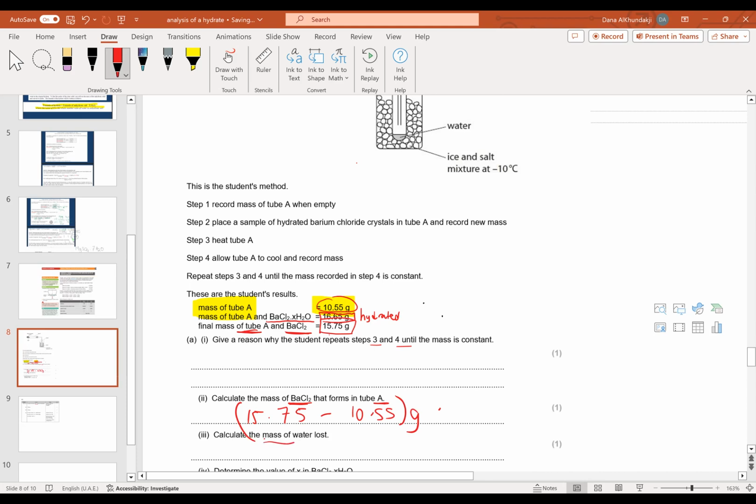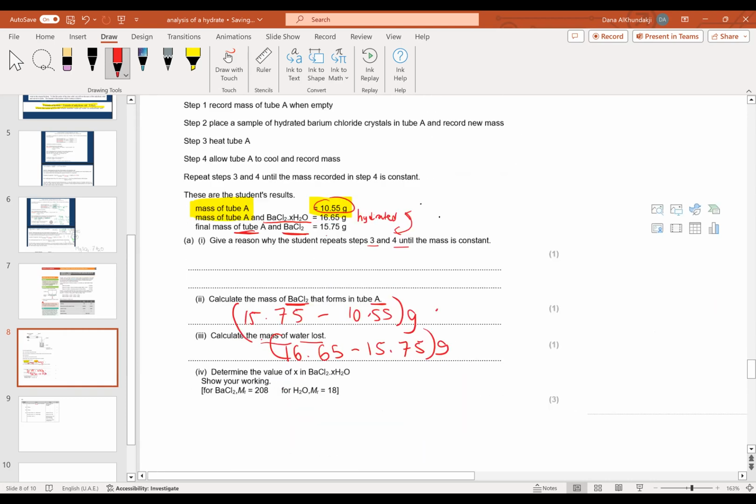Calculate the mass of water lost. So to get the mass of the water, you need to subtract these two values, because that's the hydrated minus the anhydrous. So that would be now 16.65 minus 15.75 grams, and that will give you the mass of the water.